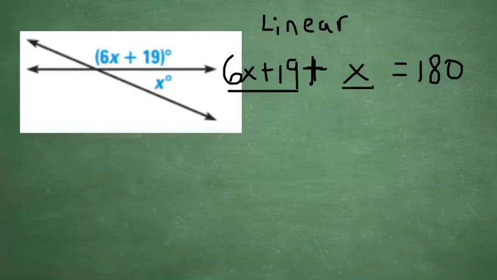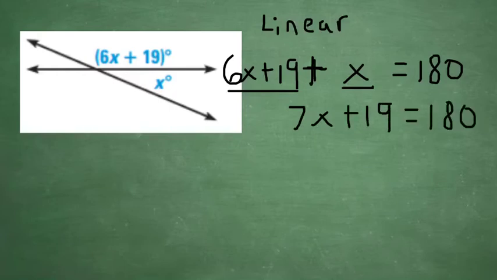Now we just combine our like terms. So 6x and x is 7x, plus 19 equals 180 degrees. Now we'll go ahead and subtract 19 on both sides.